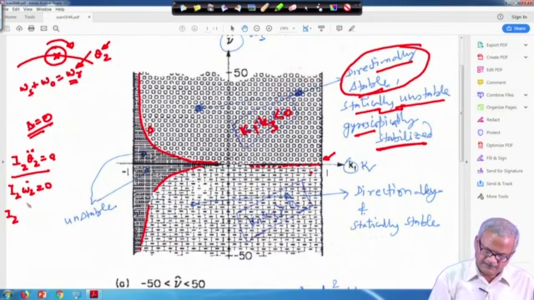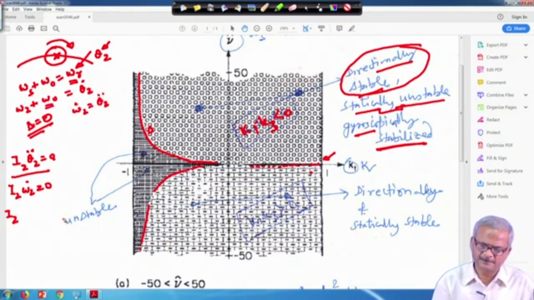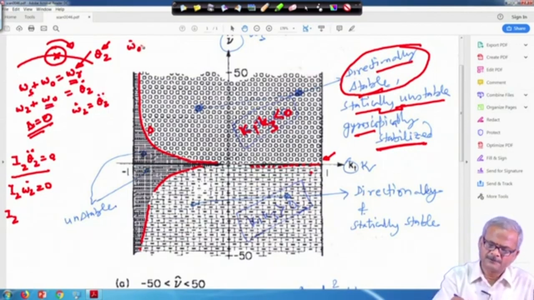Okay, so, for this part, if the satellite is rotating like this, we can write this equation, obviously if we differentiate this, as omega s is your omega 2, the absolute angular velocity, the spin rate, plus omega 0 equal to omega r, which is nothing but your theta 2 dot. Okay. If we differentiate this, omega 2 dot will be equal to theta 2 double dot, because omega 0 we are taking for a circular orbit. So, omega dot 0 will be equal to 0.